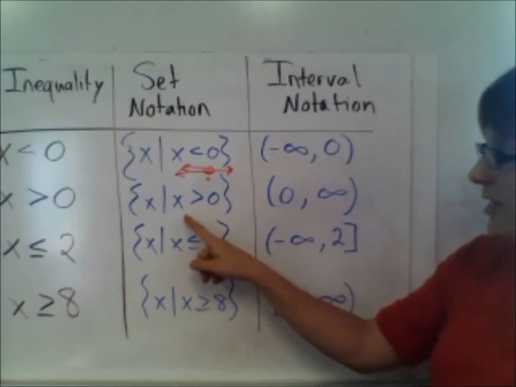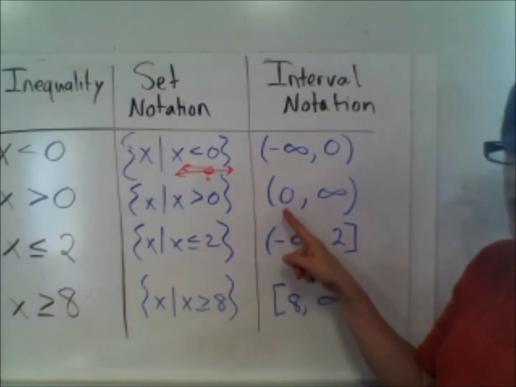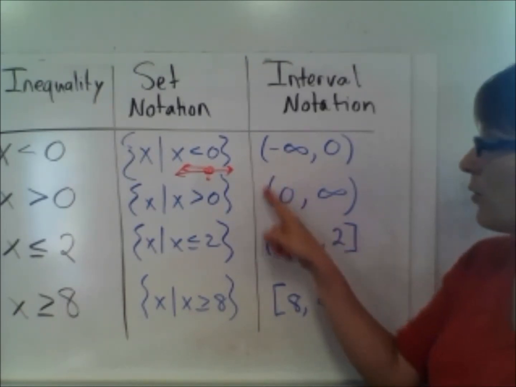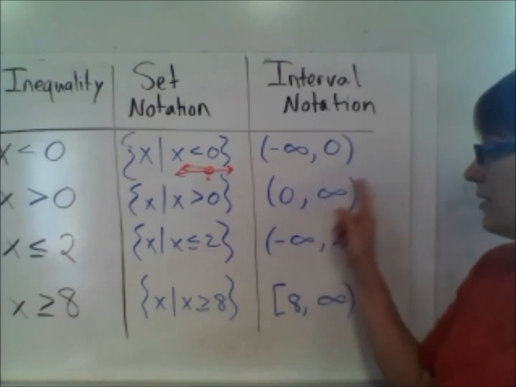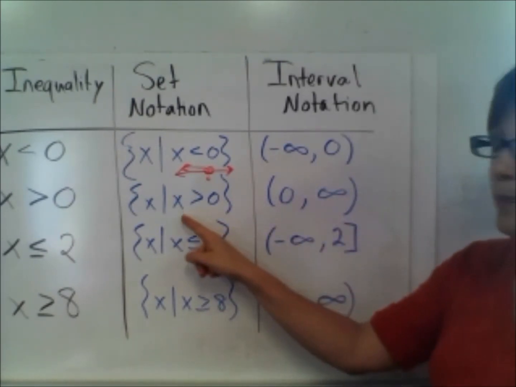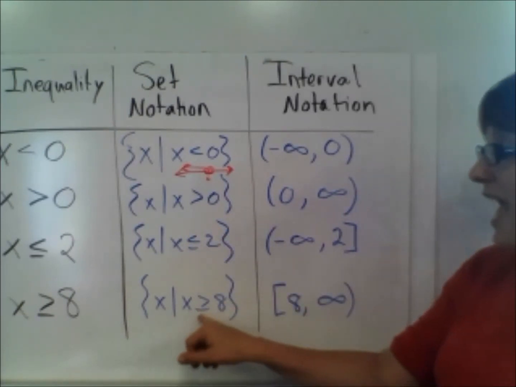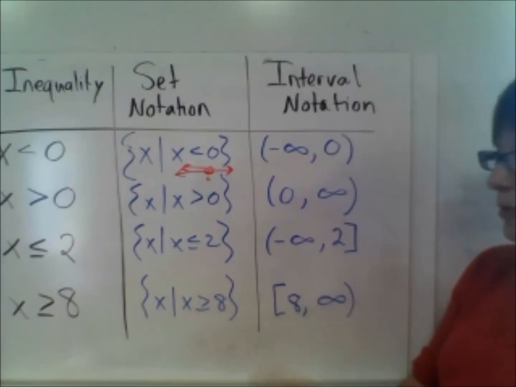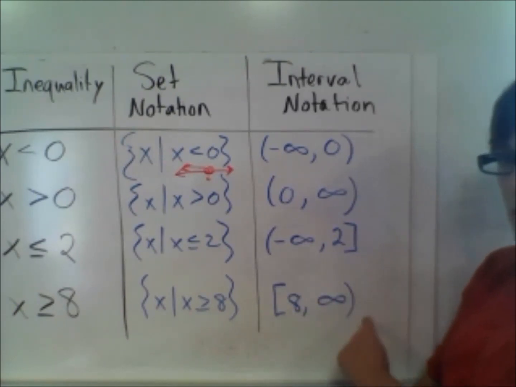When x is bigger than a number, x is bigger than 0. Here's my parenthesis 0. It's not or equal to, so it's a regular parenthesis, comma, infinity, because if it's bigger than 0, it can go all the way up to infinity. Down here, x is bigger than or equal to 8, so my lowest possible value is 8, and I can equal 8, so I put a bracket, and then I have positive infinity with a parenthesis.